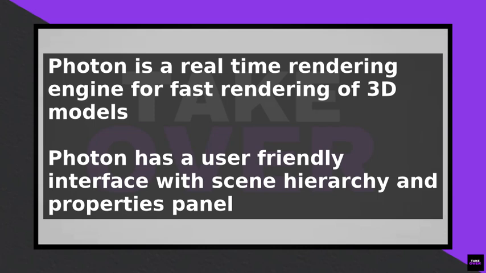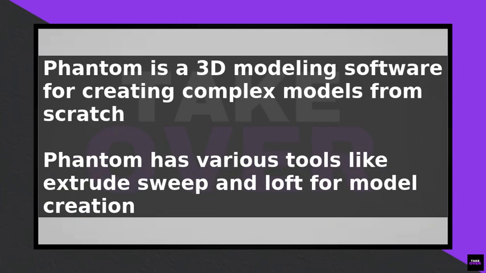Photon has a user-friendly interface that makes it easy to navigate and use. The main window is divided into several sections including the scene hierarchy, the properties panel, and the render window. The scene hierarchy allows you to organize and manage your 3D models and scenes. The properties panel allows you to adjust the settings and properties of your models and scenes. The render window displays the final rendered image.